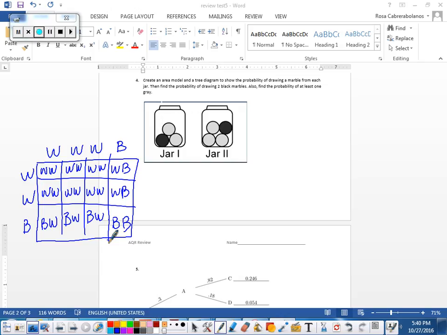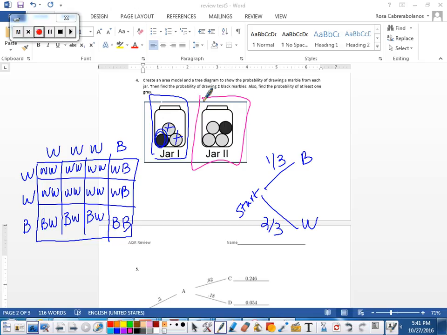And that's my Punnett square, my area model for that part. Now I also need to make a tree. And I have my starting point. Jar 1 is displaying 2 colors, black and white. There are 2 white marbles out of the 3, and there is 1 black marble out of the 3. That's jar 1.